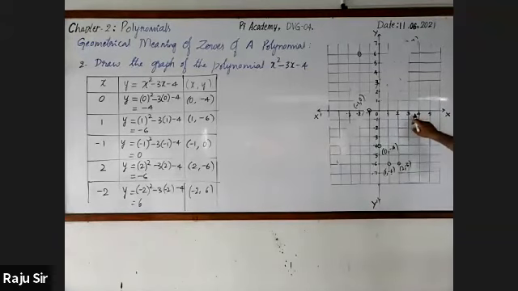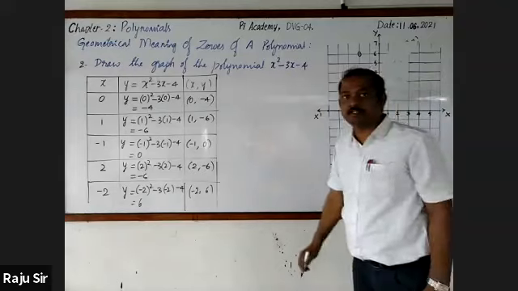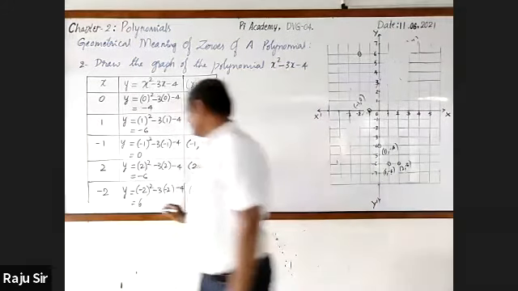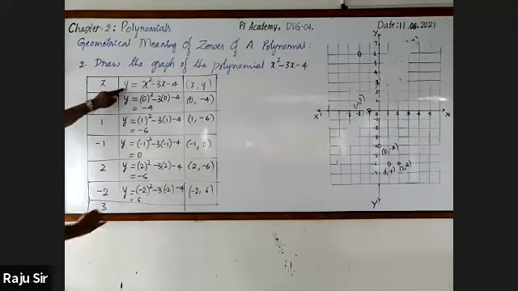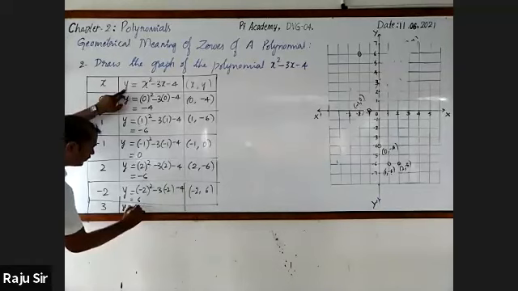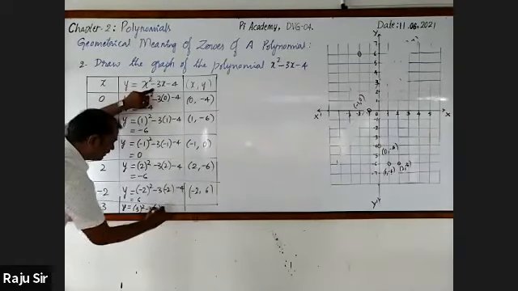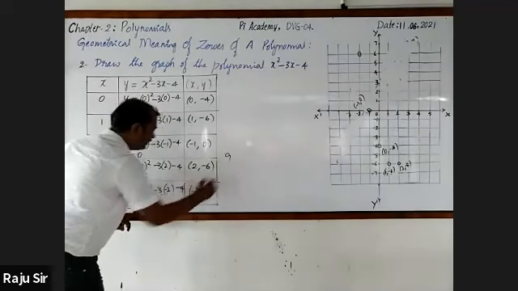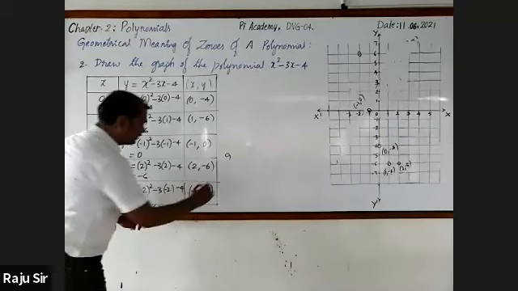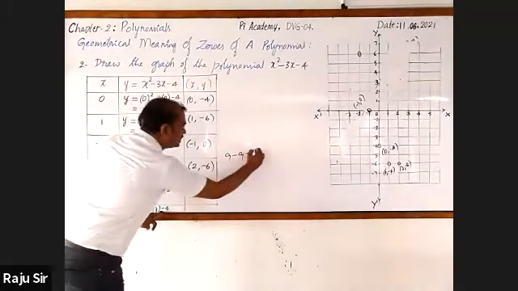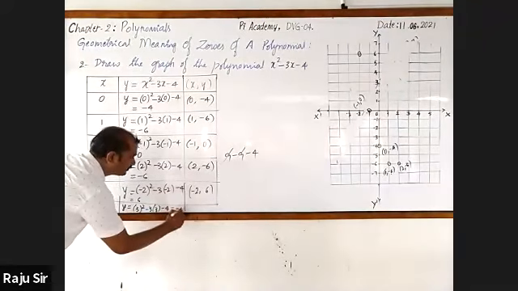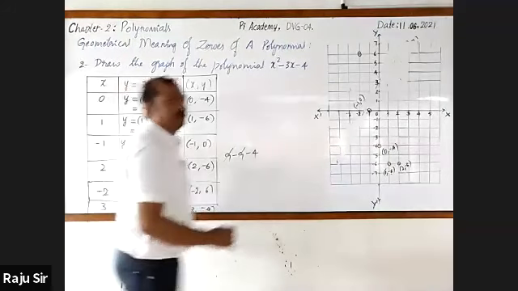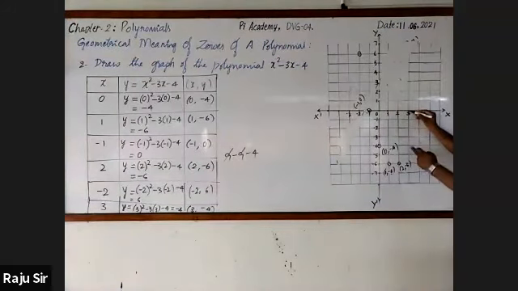Just I'll go for taking one more point. Let us take when x is 3, 3 here on the right. Just write 3. Then y is equal to 3 whole square minus 3 into 3 minus 4. 3 square is 9, minus 3 into 3 is minus 9, then this is minus 4. Plus 9, minus 9 get cancelled, you get minus 4. Here I'm writing 3 comma minus 4. When x is plus 3, y is minus 4. That comes here.